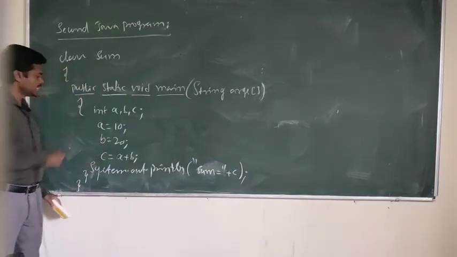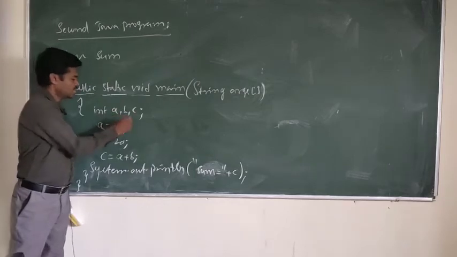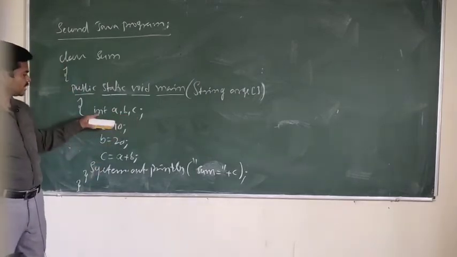Then inside the main method I am declaring three variables: integer a, b, c, a, b, c of type integer.